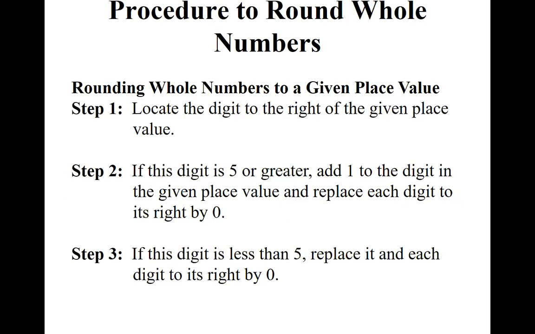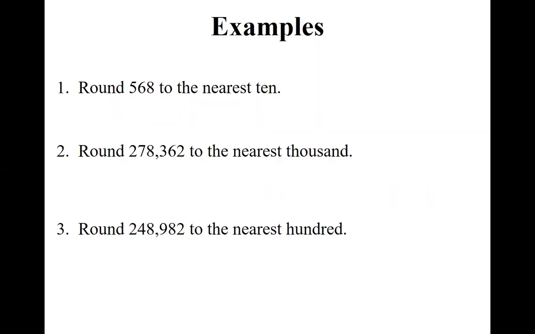In general, here is the procedure to round whole numbers to a given place value. Step 1, locate the digit to the right of the given place value. If this digit is 5 or greater, add 1 to the given place value and replace each digit to its right by 0. If it's less than 5, replace it and each digit to its right by 0, with no adding 1 to the given place value. So what does all that mean? That was a bunch of words. Well, chances are you're familiar with rounding numbers already. But if not, let's break it down with numbers 1, 2, and 3 here.